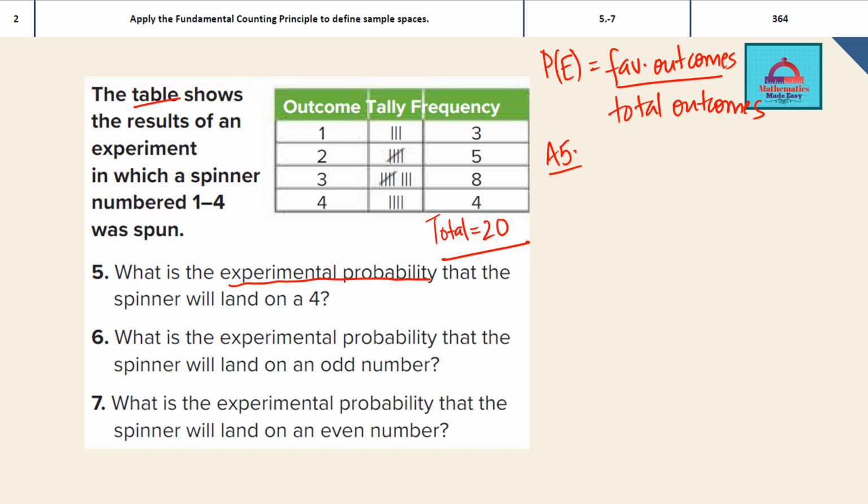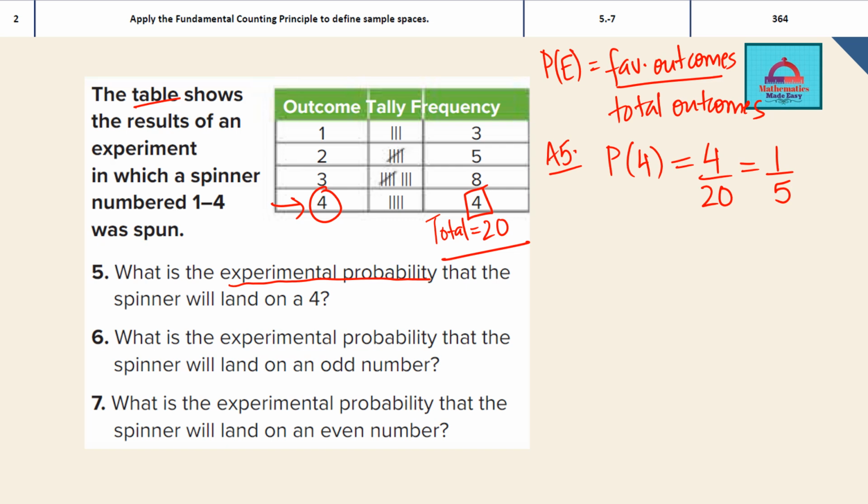So here the experimental probability that the spinner will land on 4, that is this outcome, is given by the frequency 4. So we can say the probability that the spinner is going to land on 4, favorable outcomes are 4 out of a total of 20. So 4 divided by 20, this fraction gives you the answer. Let's simplify. Divide by 4 both sides. So the fraction which comes out to be is 1 by 5. Now you can go ahead, convert this into a decimal or a percentage as we did in the last question.